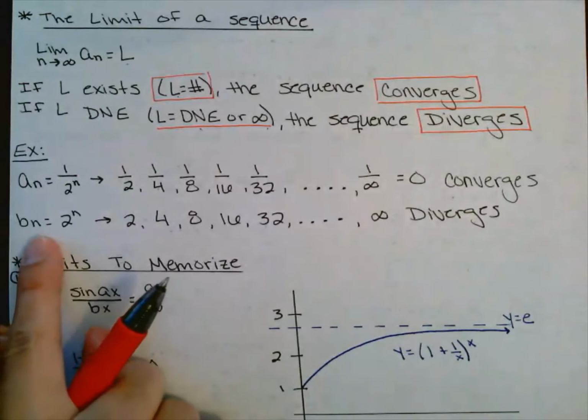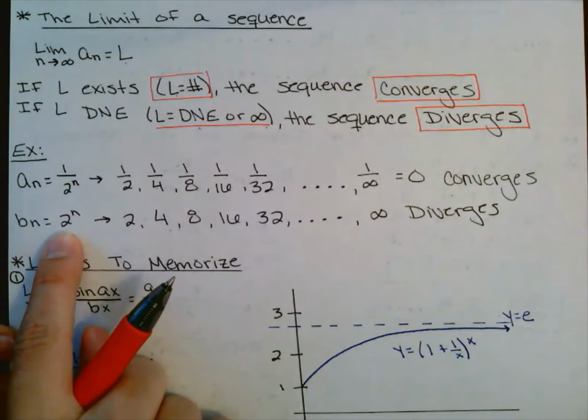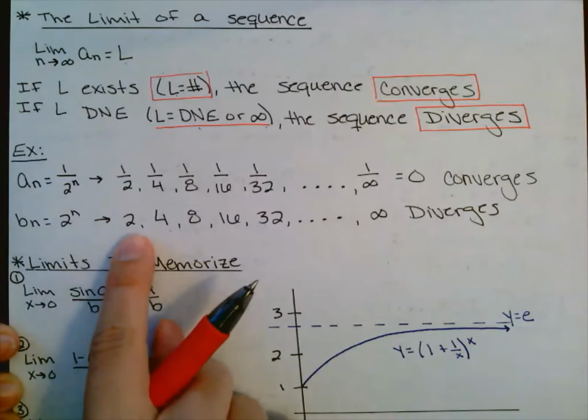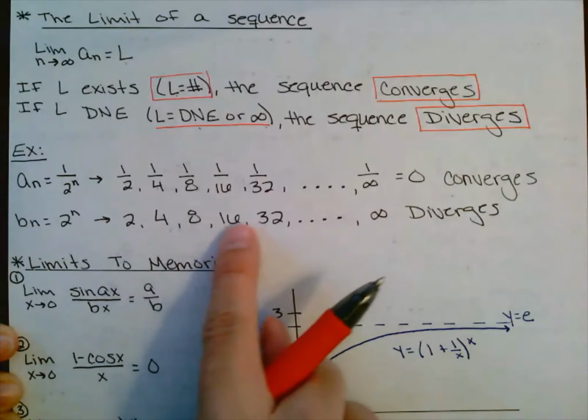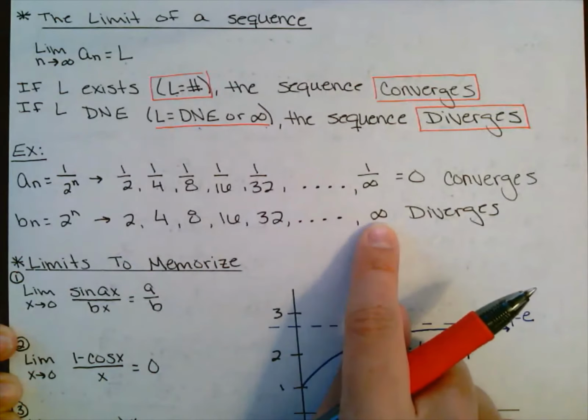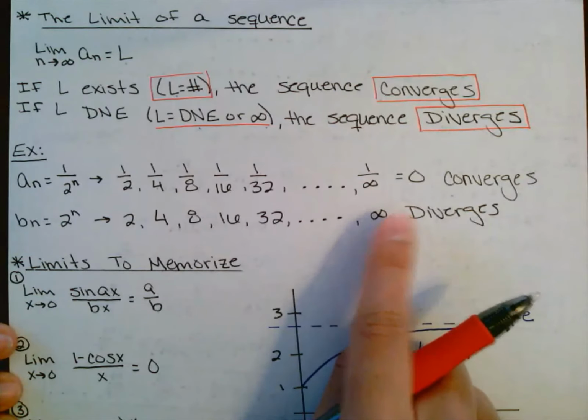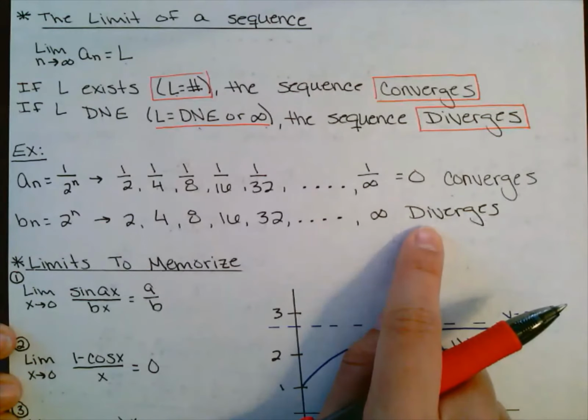Let's look at this one. b sub n is 2 to the nth power. So the pattern, the sequence, goes 2, 4, 8, 16, 32, and this will keep getting bigger, bigger, bigger, bigger until it reaches infinity. Since this ends up going to infinity, we can say that this diverges. Okay?